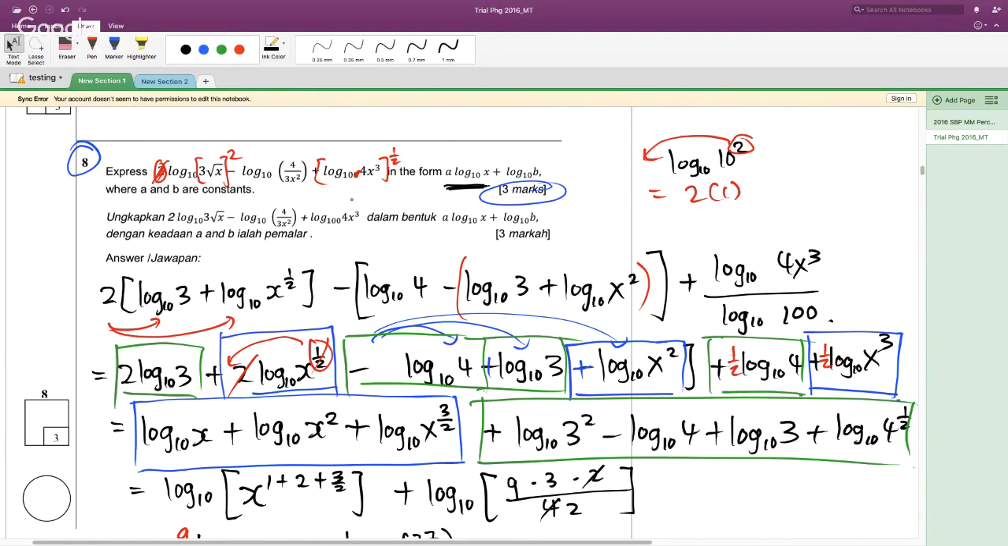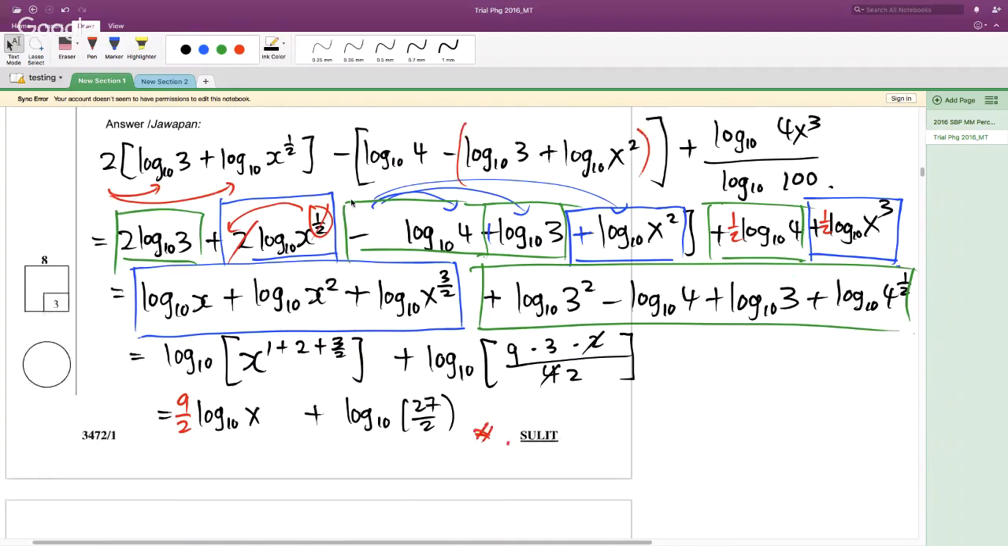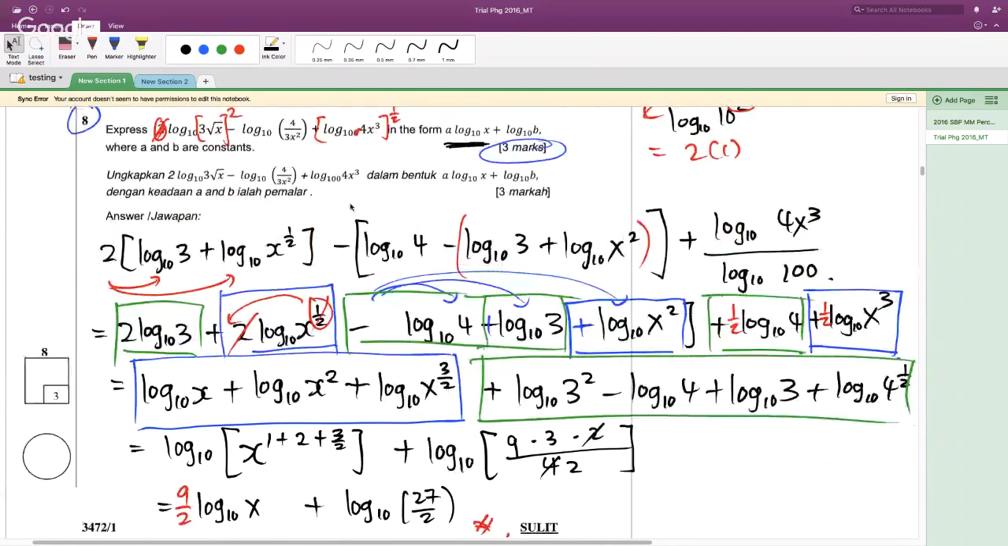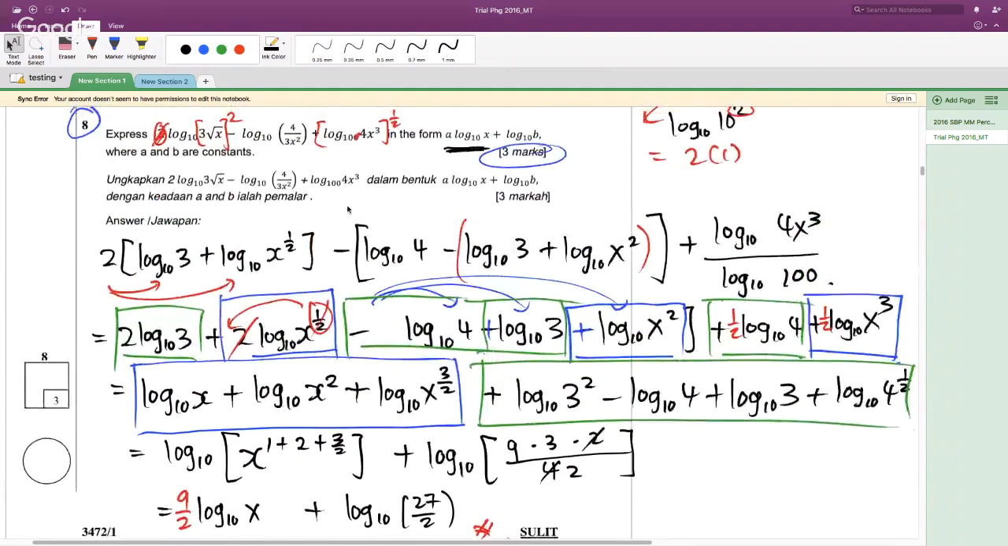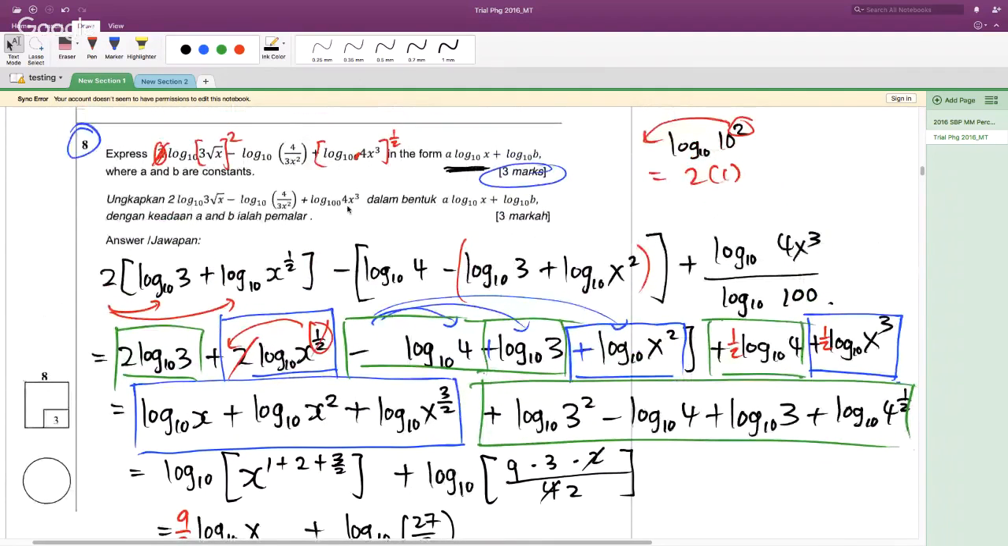So yeah, please try to do it. If you still can't get the answer, maybe I can tell you. And this one I already checked the answer, and it is correct. Okay, so yeah, this is a log question. Maybe I can try to show you the faster way.